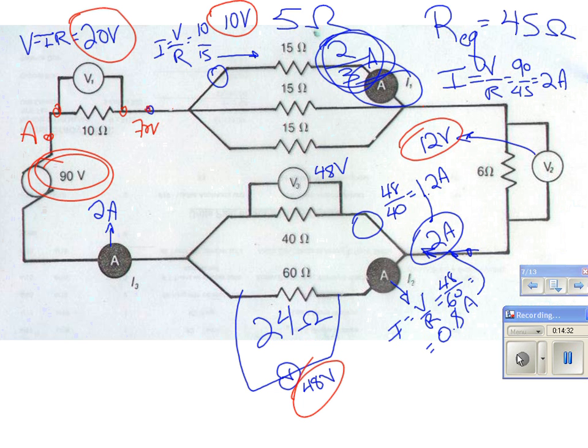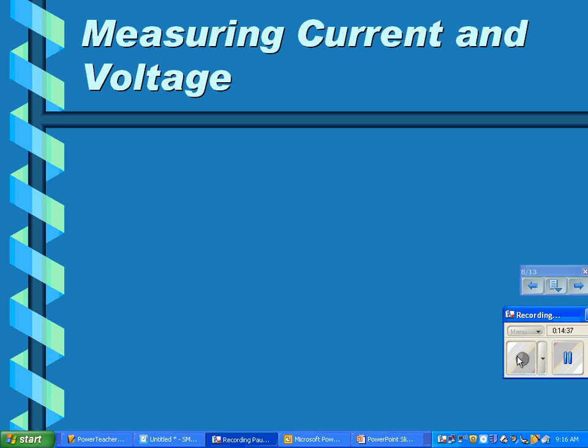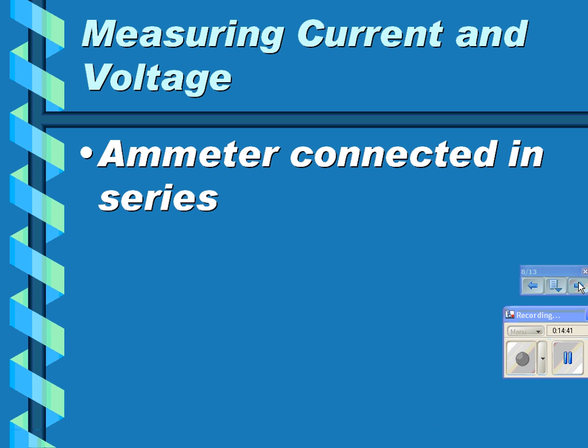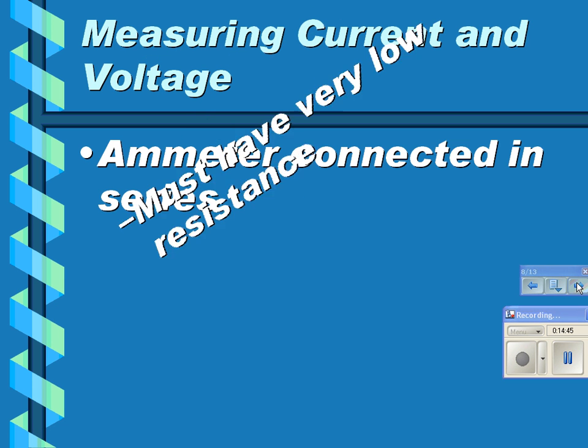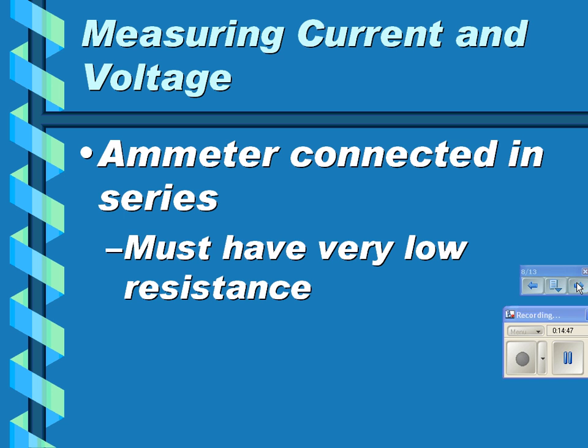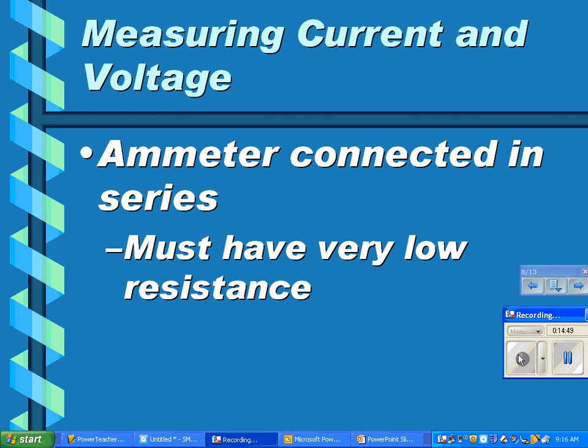And so now, current. We've talked about this over and over, but I'm going to talk about it again to make sure you know it. We measure current with an ammeter. In order to do it, we connect an ammeter in series. And in order for an ammeter to work correctly, an ideal ammeter must have 0 resistance, ideally.